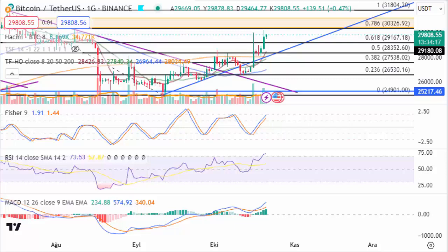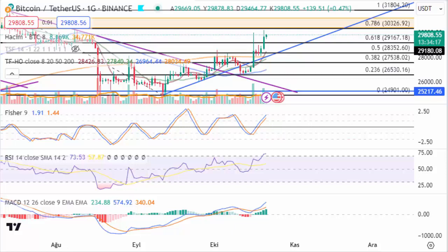Therefore, we can expect a continuation of the rise if the RSI remains above this level. However, it's essential to be cautious in these regions because news flows can have a significant impact. Regarding moving averages, with the recent rapid increases, the price movements have broken all the moving averages to the upside.